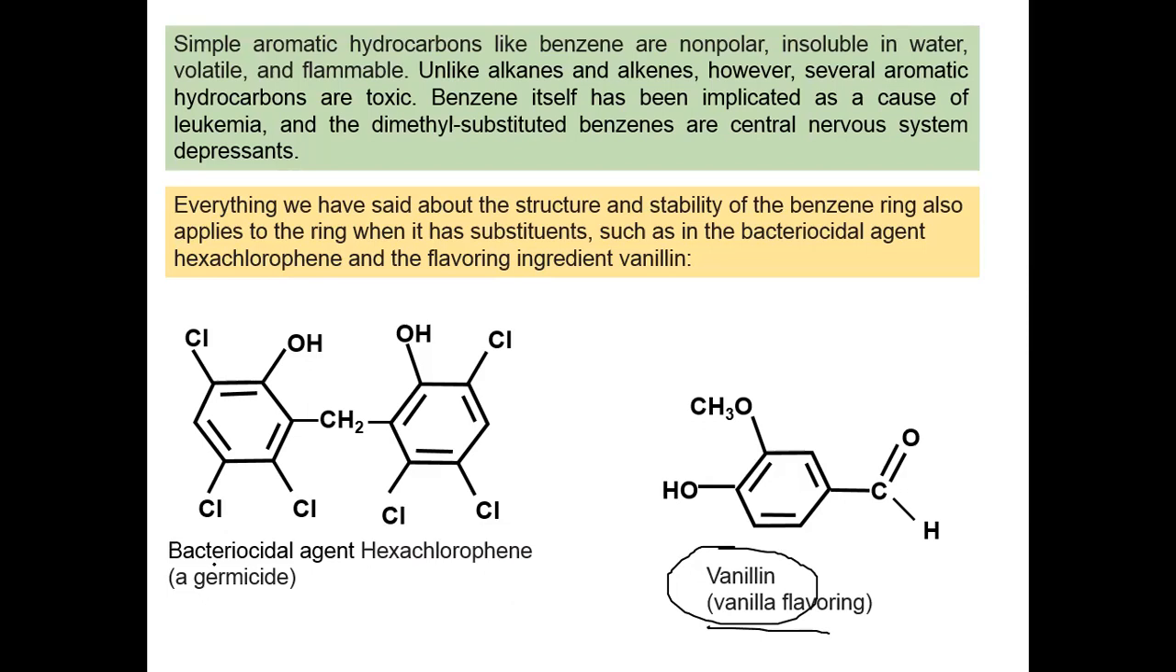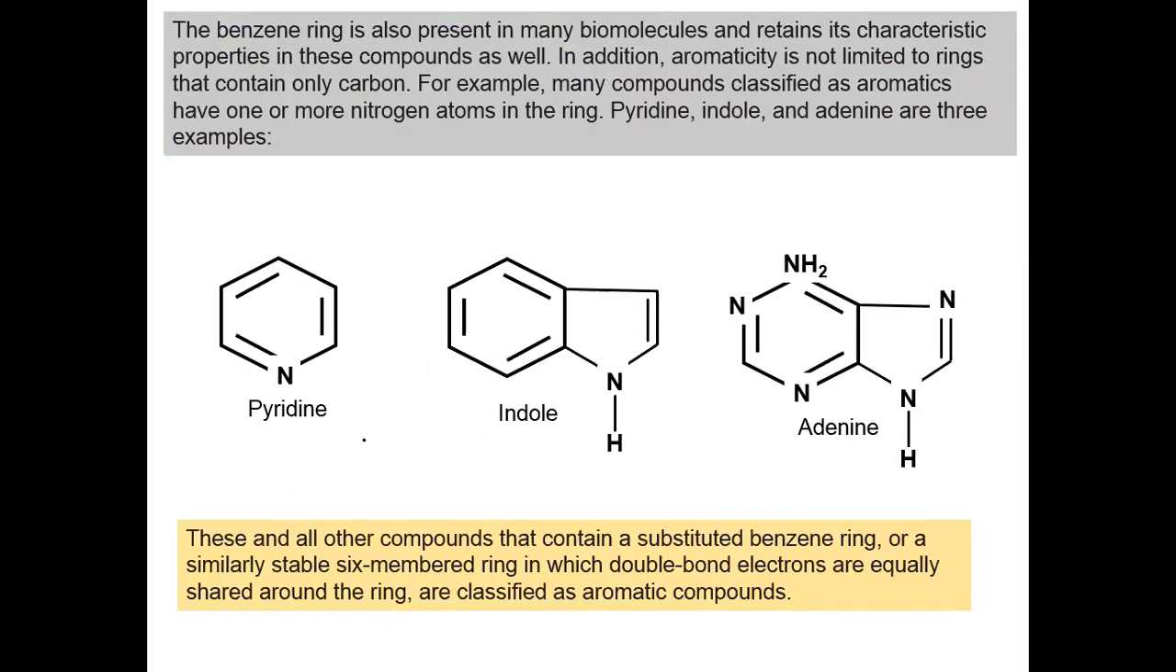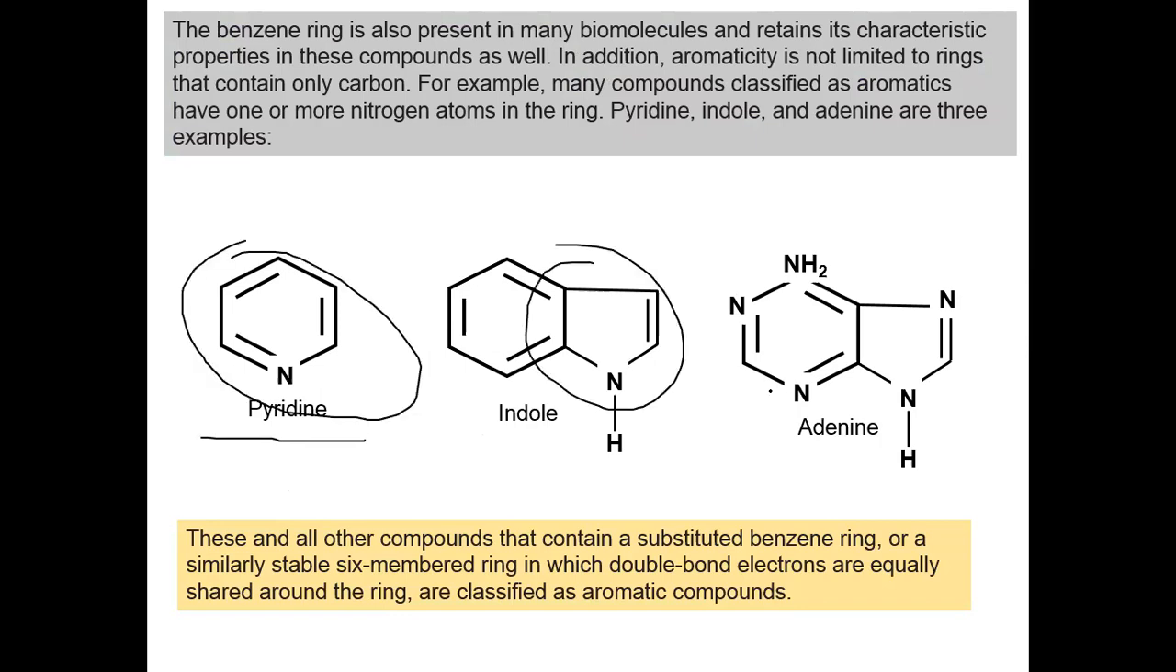Hexachlorophene is a bactericidal agent, which is also an aromatic compound, right? Also some other famous ones like pyridine, indole, adenine. All these are very famous aromatic compounds. And it's not limited to 6 carbons, so it can also be 5 carbons with double bonds, okay? All these are considered aromatic compounds.